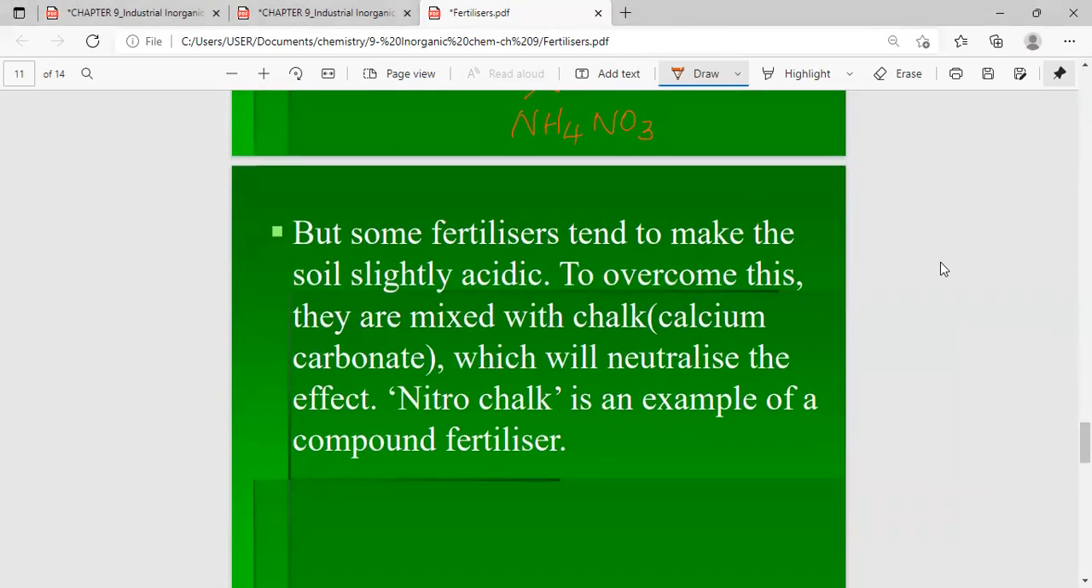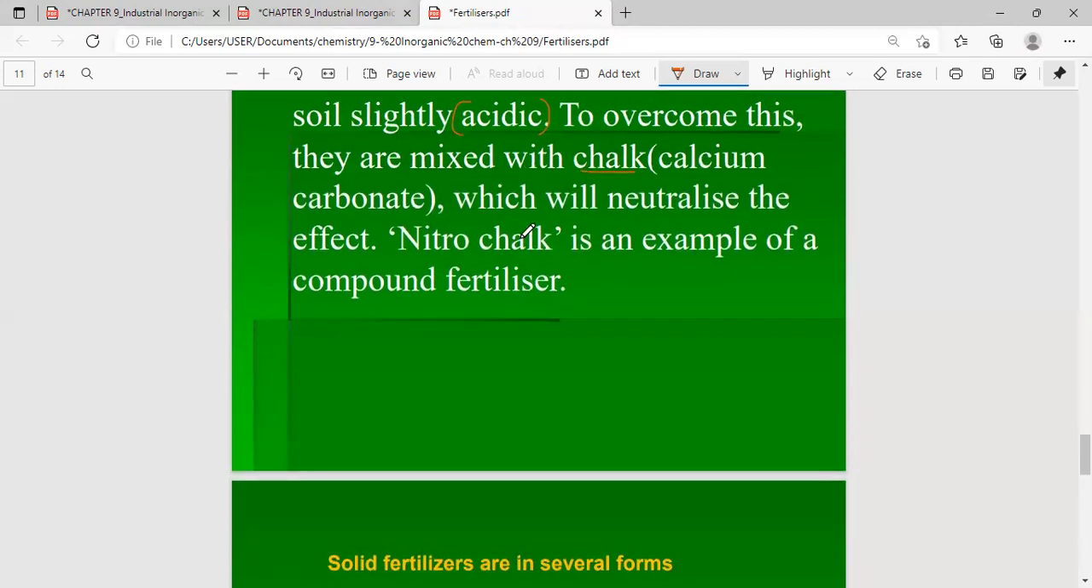Now some fertilizers tend to make the soil acidic. To overcome this, the fertilizers are mixed with chalk. Chalk is calcium carbonate. This calcium carbonate will react with the acid and neutralize the acidity. The fertilizers that are sold like this are called nitro chalk. So yes, fertilizers can make the soil acidic, but there's also a way to overcome this.